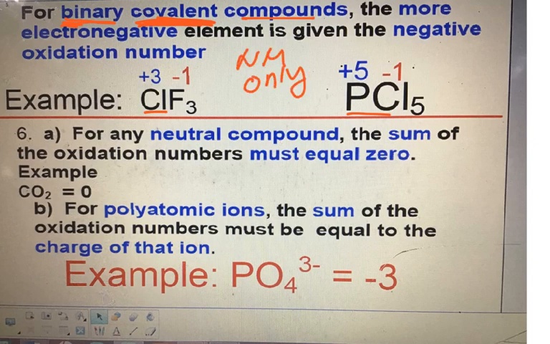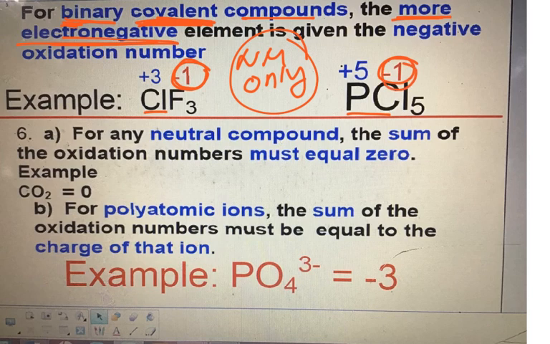Now remember, review your Chem 1 notes. If you have binary covalent compounds, the element that is more electronegative will get the negative oxidation state. Now, you're probably wondering, where am I getting these numbers from? You simply look on your periodic tables, people. So that's when I ask you guys to look at your periodic tables.